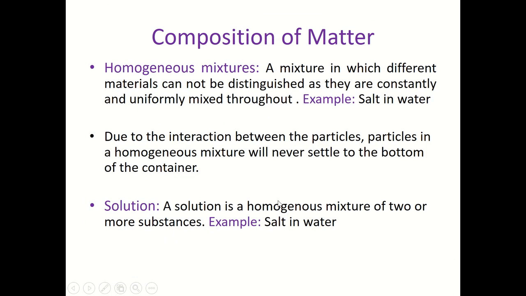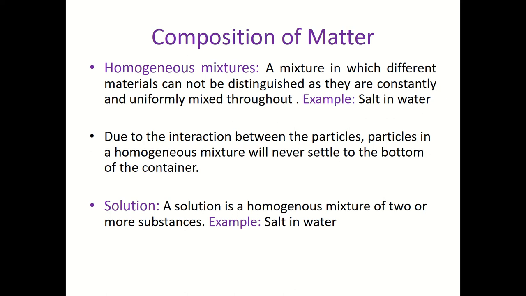Okay, now the next thing is called the homogeneous mixture. And what is a homogeneous mixture? A homogeneous mixture is a mixture in which the different materials cannot be distinguished. So if you cannot see the difference between different materials, then I call it a homogeneous mixture. So as I mentioned, salt in water, sugar in water, and so on.